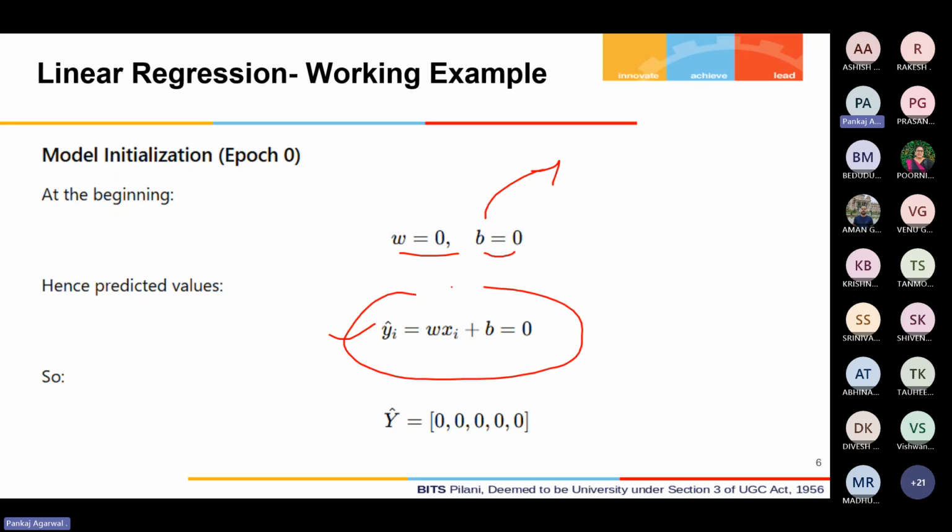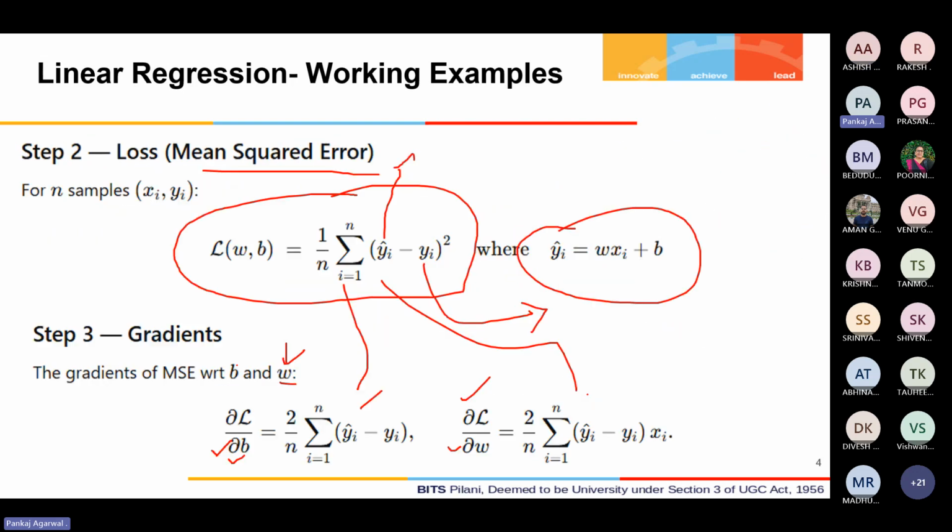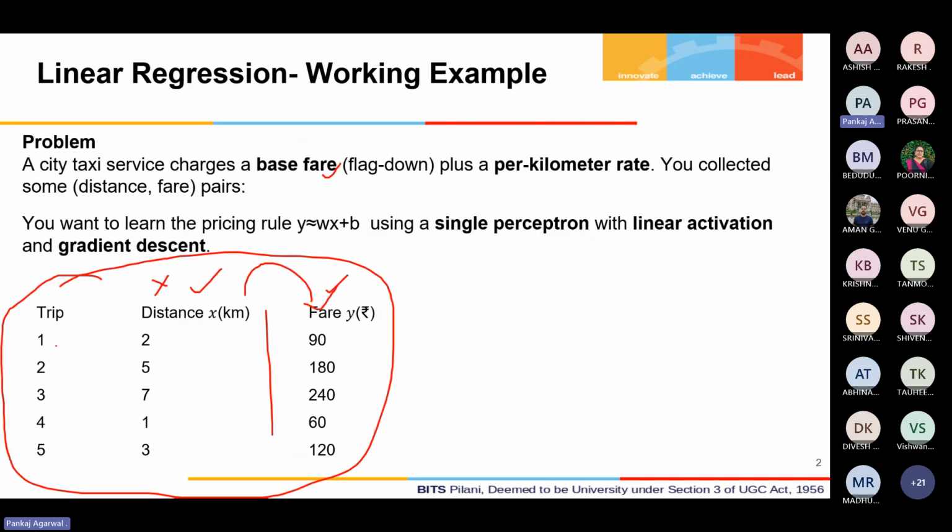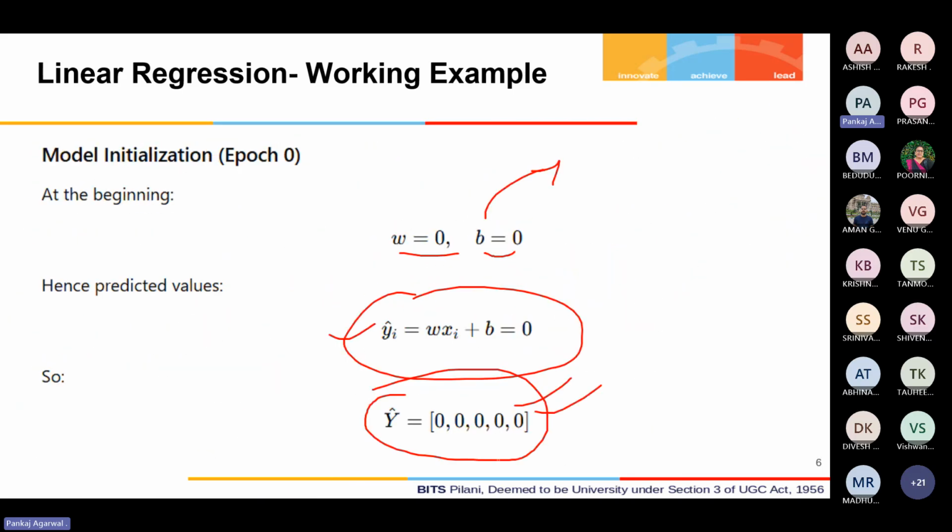So what would happen? I'm using this function, no issues. So this would result in this value. Any issues on this? Because my weight and b are 0, and you know how this function is applied, so this would result in 0. Any issues on this? And how many values do I have for all the input values? 5 values. So I'm talking about all the 5 rows. So for all the 5 rows, the first, you can say 0th iteration, it would result in 0, 0, 0. Any issues till now? Yeah, you getting my point?